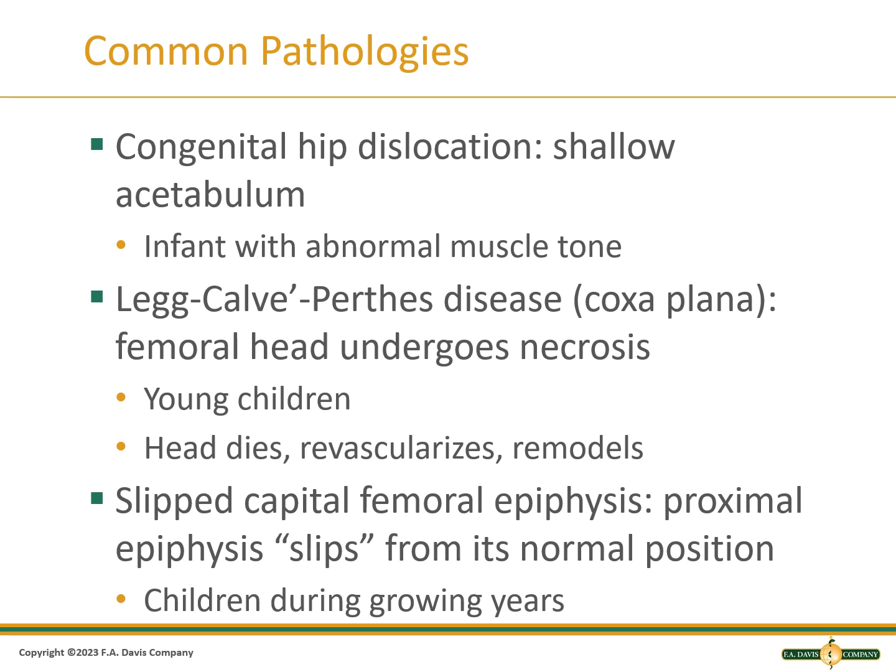Legg-Calvé-Perthes disease, also known as coxa plana. So this is where the femoral head undergoes necrosis, and it happens in young children. The head dies, revascularizes, and remodels, but typically is misshaped or misformed after remodeling. We also have slipped capital femoral epiphysis, which is where the proximal epiphysis slips from its normal position. And this happens to children during growing years where we see the head of the femur above the epiphyseal line slipping, typically inferior because of the body weight of the trunk with the articulating pelvis.